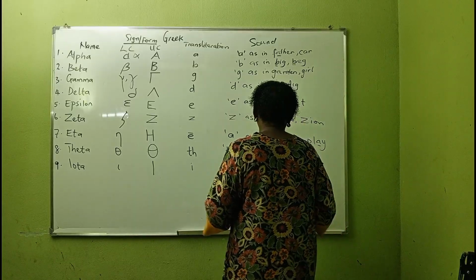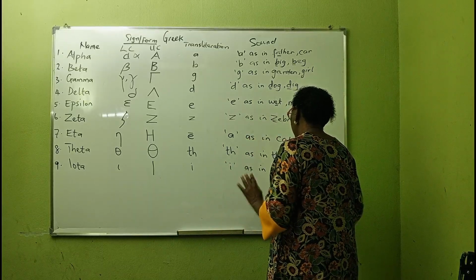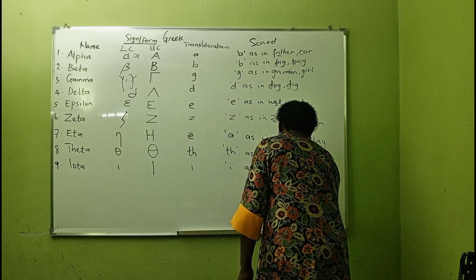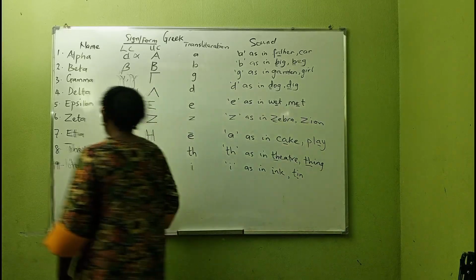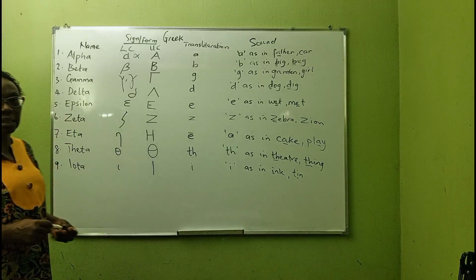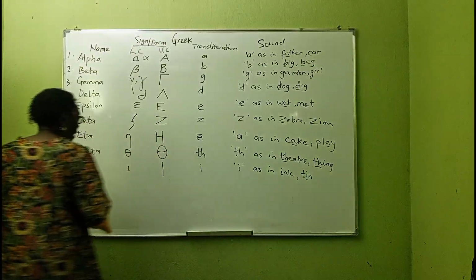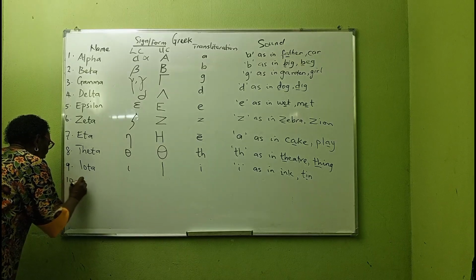What else? Any E sound. Thin is an E sound. That's the iota. After iota, we have kappa.